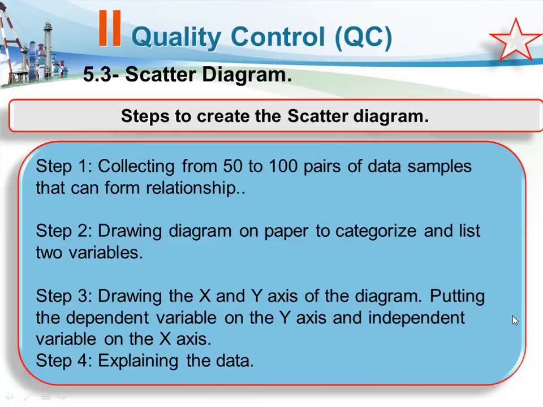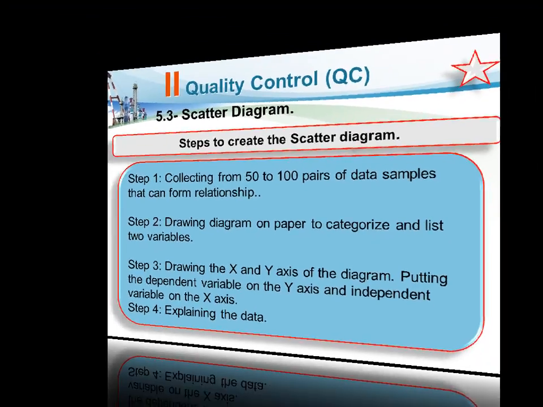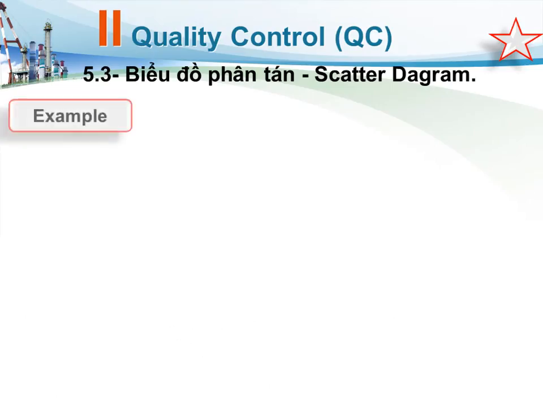Next, we will go to the steps to create the scatter diagram. Step 1. Collecting from 50 to 100 pairs of data samples that conform to the relationship. Step 2. Drawing the diagram on paper to categorize and list two variables. Step 3. Drawing the x and y axis of the diagram, putting the dependent variable on the y axis and the independent variable on the x axis. Step 4. Explaining the data.